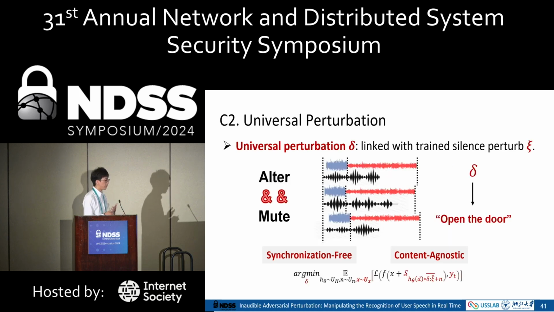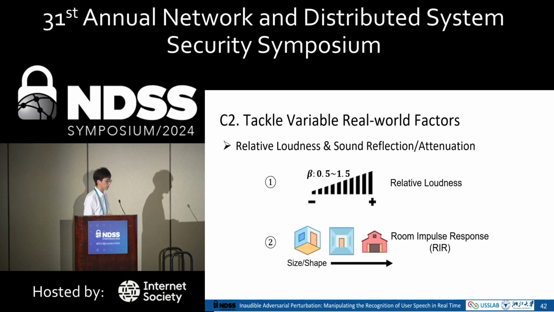Then, similarly, for the universal perturbation, the delta is linked with a well-trained silence perturbation chi, and it can alter and mute any speech, thus achieving a highly universal ASR manipulation. In addition, we also consider the variable relative loudness of user speech and the adversarial perturbation, and users may live in rooms with different sizes and shapes, so their voice can go through varying attenuations and reflections. We incorporate all of these factors into our optimization pipeline.